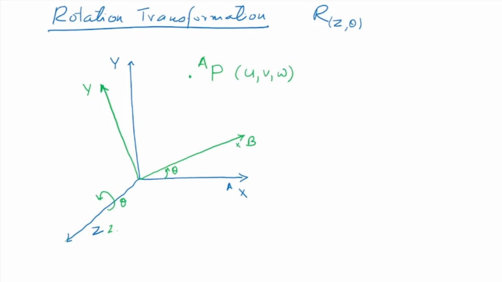Okay, now the same point P also has coordinates with respect to frame B, and this is with respect to frame A. P_A is equal to xyz. Please note that.